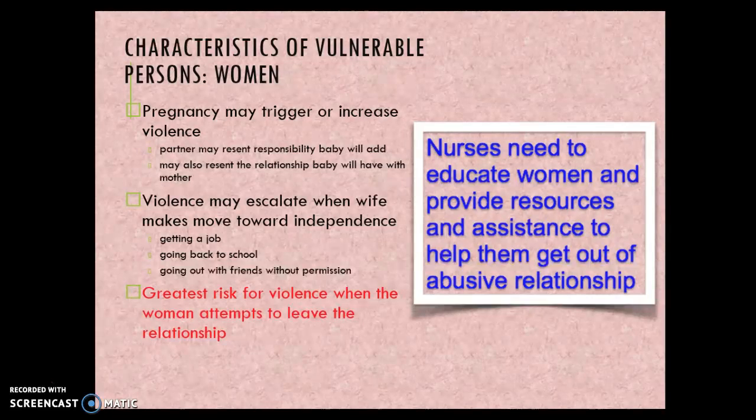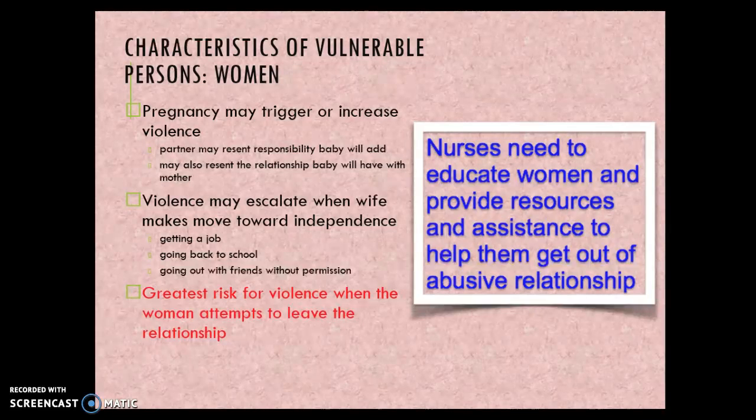Violence may escalate when wife makes a move towards independence. So like if the wife is going back to school, getting a job, going out with friends, you see, without permission. Sometimes that's the reality for many women, that they have to get permission to do things.